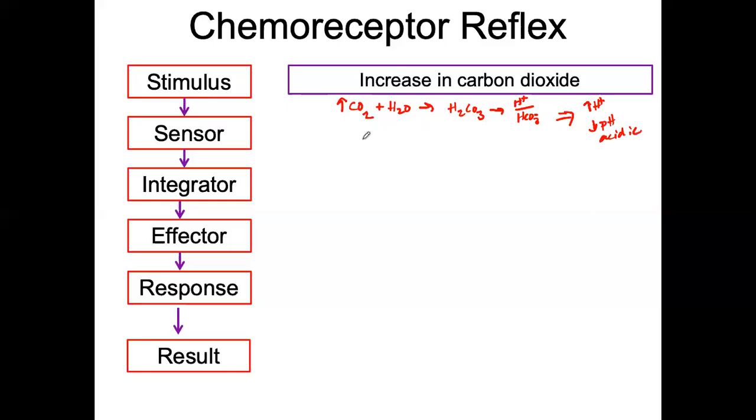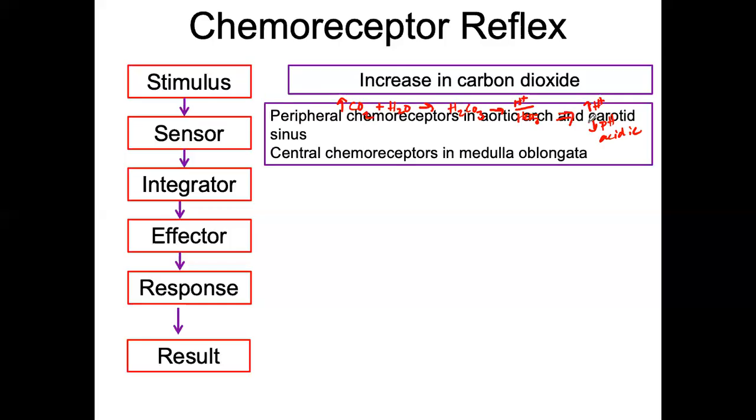So anytime your mechanism to breathe is based off of CO2, and as CO2 goes up, you have an increase in H plus and your pH drops. It becomes more acidic. What senses this? Your sensor, you have two of them. You have peripheral chemoreceptors in your aortic arch, so coming off your heart, and carotid sinus going up to your brain, and then central chemoreceptors in your medulla oblongata.